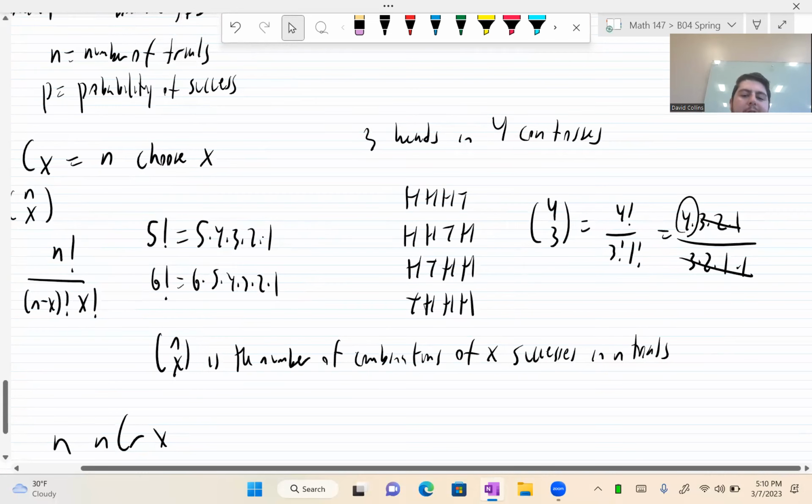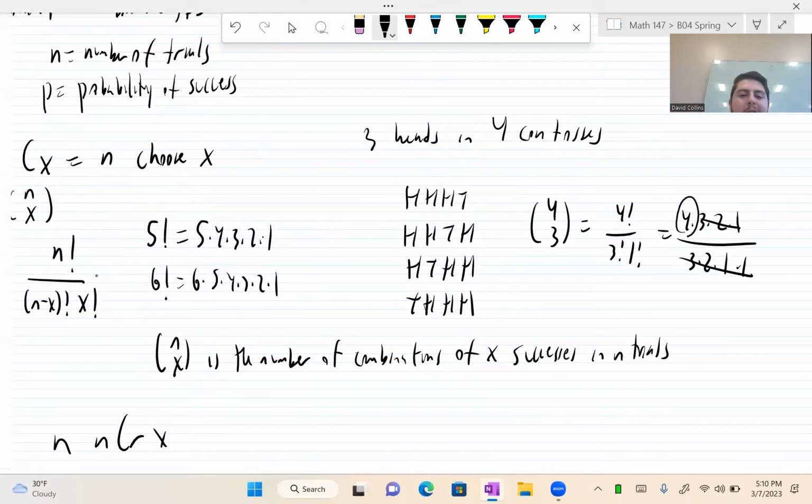So we need 3 heads in 4 trials, right? Which means the 4th thing is a tail. And then the only possible combinations are just where the tail is, right? It can either be in the 1st, 2nd, 3rd, or 4th slot. So there's 4 possible combinations. So 4 choose 3 is 4.